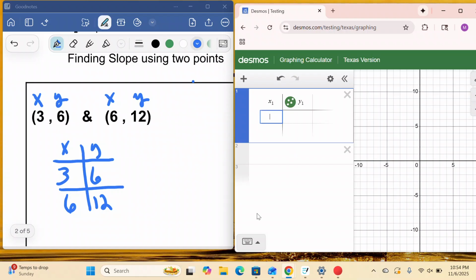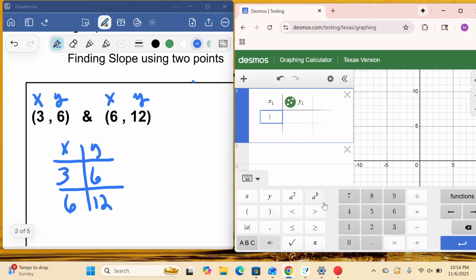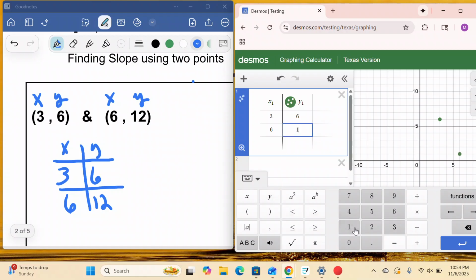You have 3 comma 6, and how do you input that? All I do is put 3 in this value right here. I'm going to put 3 comma 6, which is your ordered pair right here. Then you have our 6 comma 12. And what do I say about Desmos does everything for us? Well, if you see the side, you see that Desmos is already plotting our 2 points.